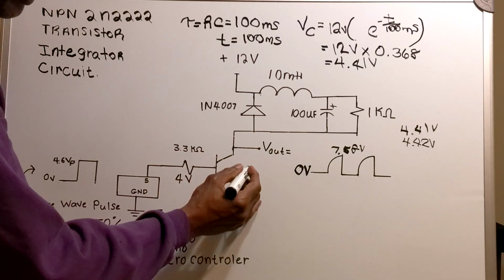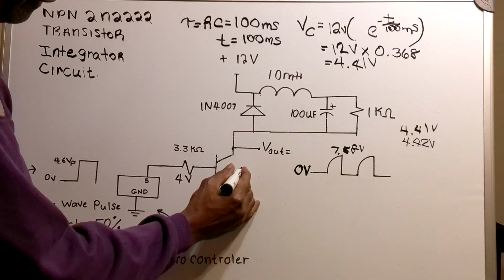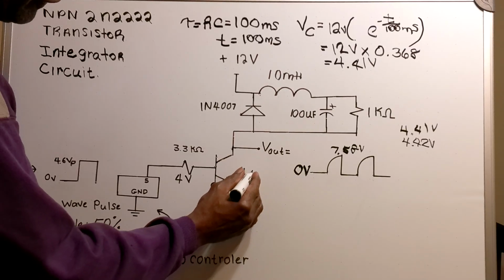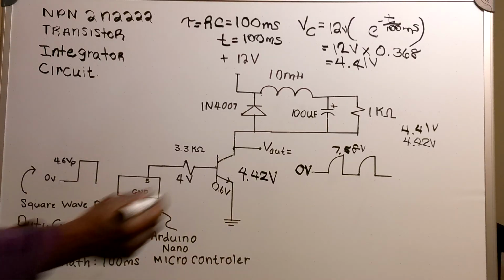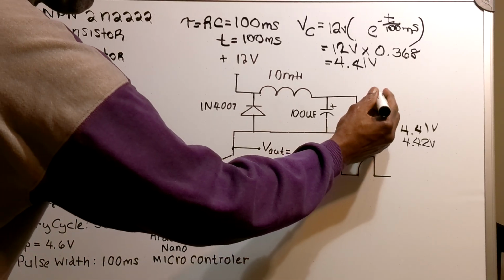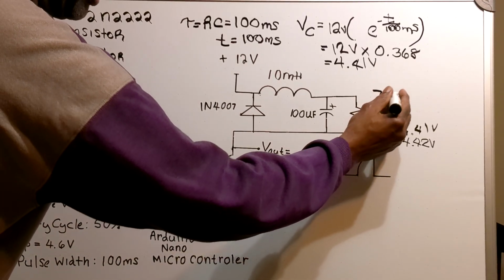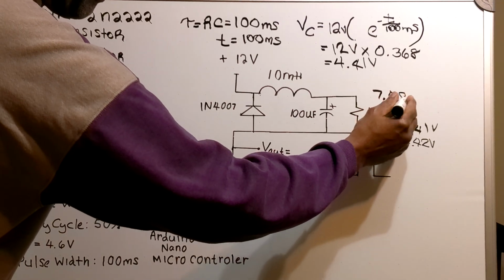And whenever I have 4.42 volts here, I will have 7.58 volts here.